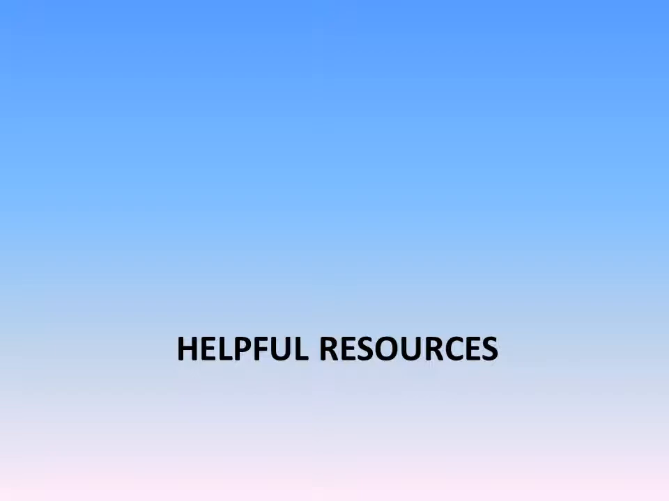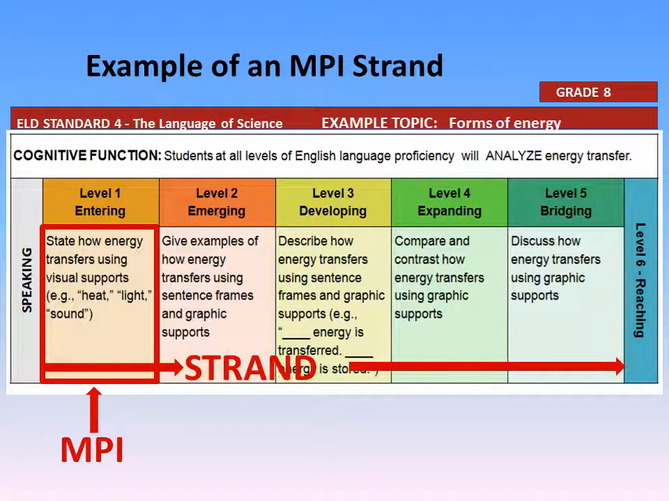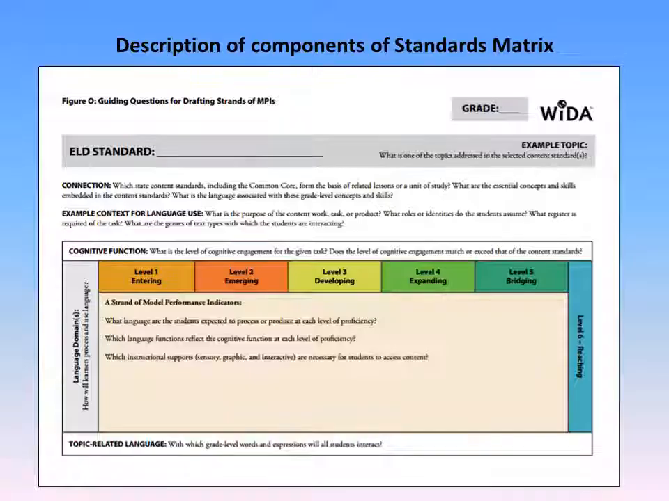So, some helpful resources you might find after our face-to-face time, and as you're getting ready for your individual assignment, here's a few things you can use to help you out. You might want to have an example of an MPI strand to remember the terminology. And here's actually a description of the components of the standards matrix. We've walked through these using an example, but here are all the different components defined as it goes through them. Feel free to pause the recording to check out this slide.